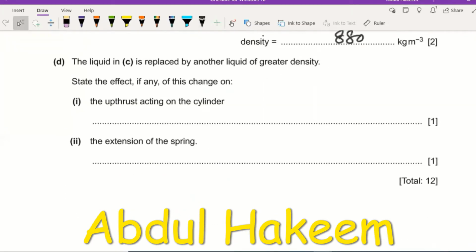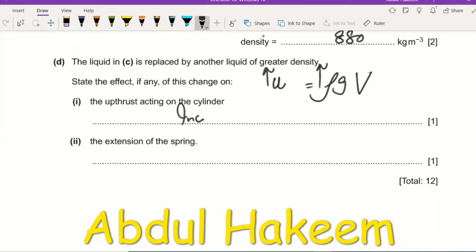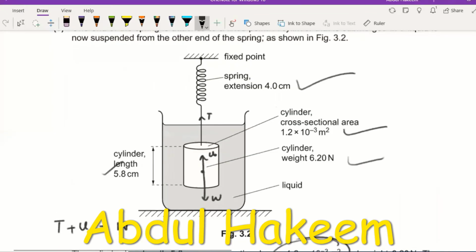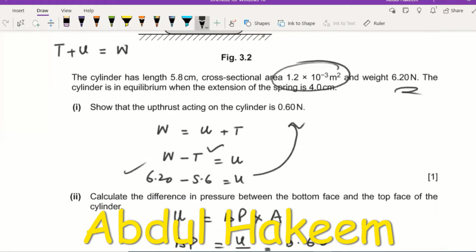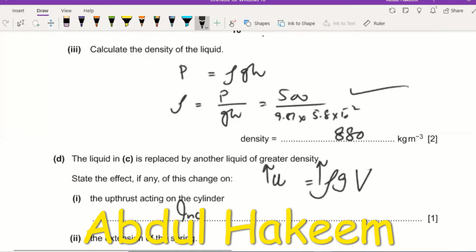The liquid in C is replaced by another liquid of greater density. State the effect, if any, of this change on the upthrust acting on the cylinder. Look, the upthrust is equal to rho g into volume. When the density increases, upthrust also increases. The extension in the spring, look, when this upward force increases, this remains constant. So the tension decreases, and the spring extension decreases.